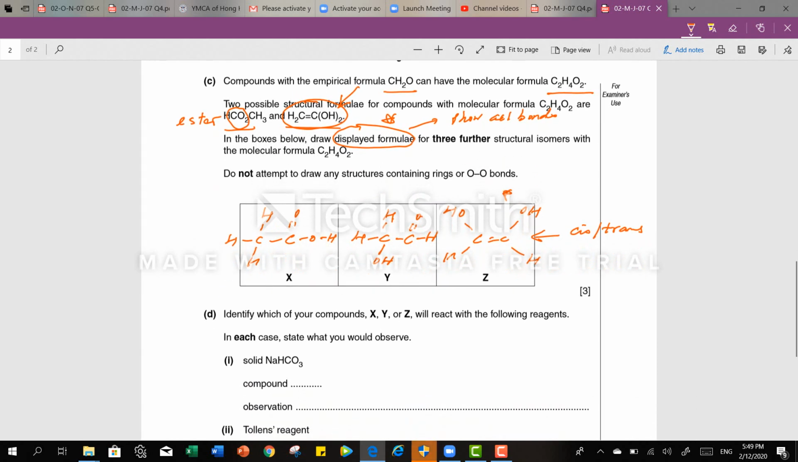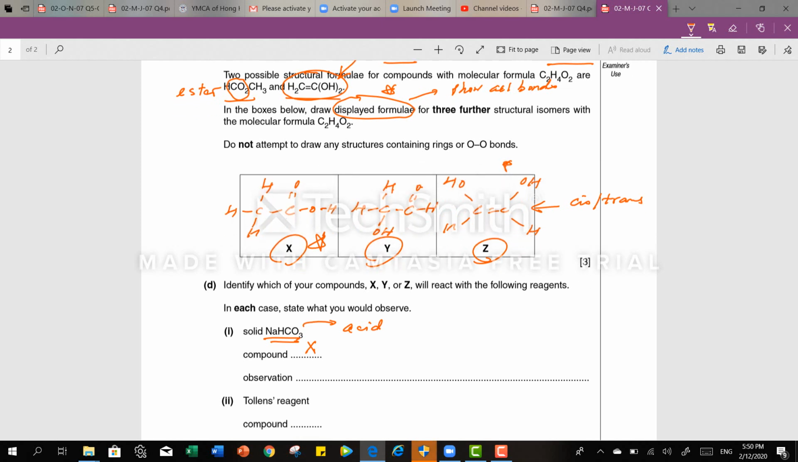I bet the following question will ask you this, okay? Remember. Now, identify which of the following compounds X, Y, Z will react with the following agents. Solid NaHCO3. This one definitely will react with acid to form carbon dioxide, water, and salt, right? So when you look at X, Y, and Z, only X is the acid, right? So X. Now don't worry, you can place the structures in different boxes. The examiner will look into the corresponding letter, okay? So if you put the acid in X, then you put X. If you put the acid in Y, then you put Y in the exam. Observation: since carbon dioxide is formed, the observation is colorless gas formed, okay?